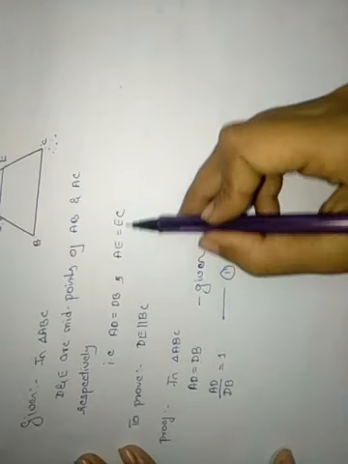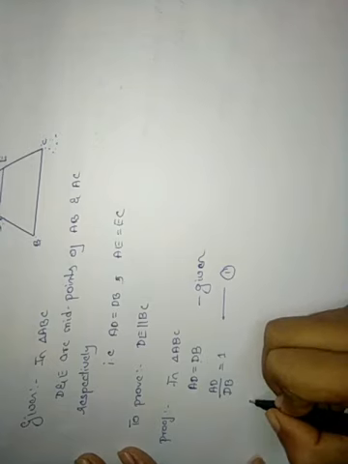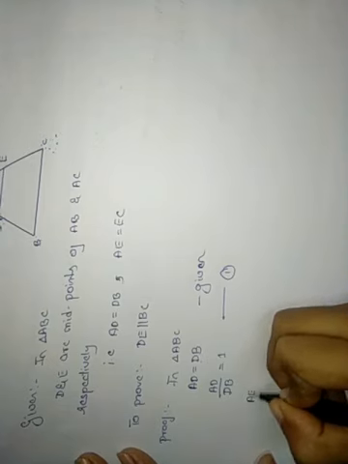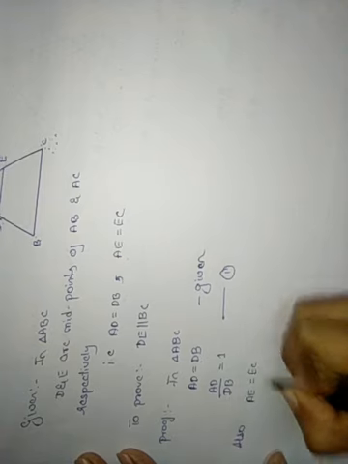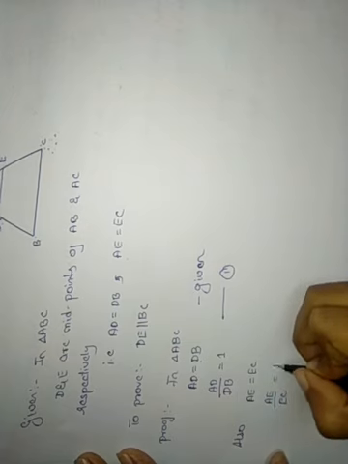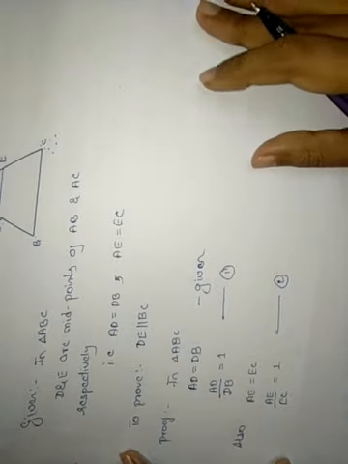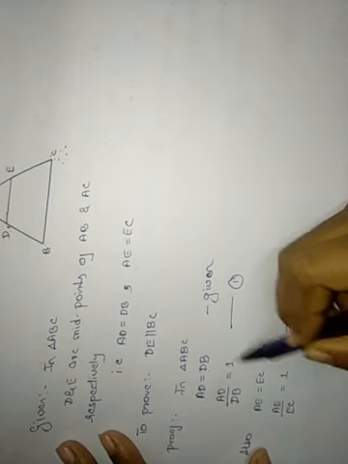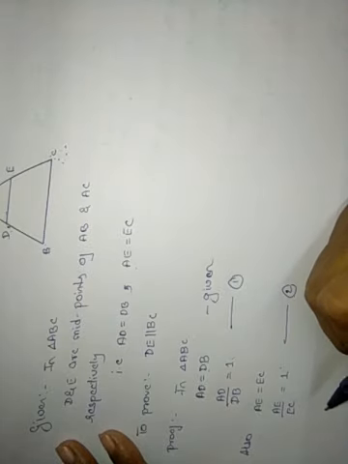And for this also we'll do the same process. That is AE also. AE is equal to EC. That is, AE divided by EC is equal to 1. Again we'll call this equation 2, right? Now from 1 and 2 you can observe that the right hand sides are equal, so the left hand side will also be equal here.